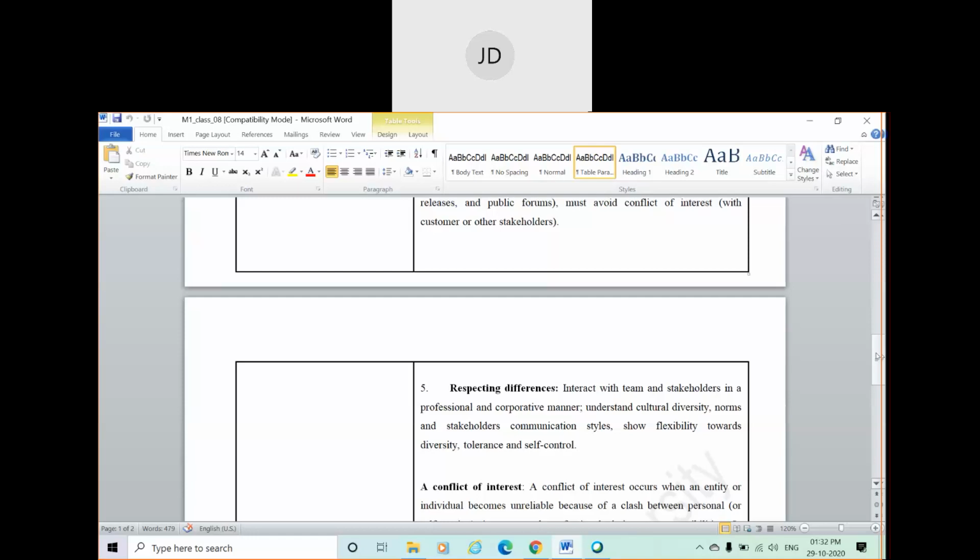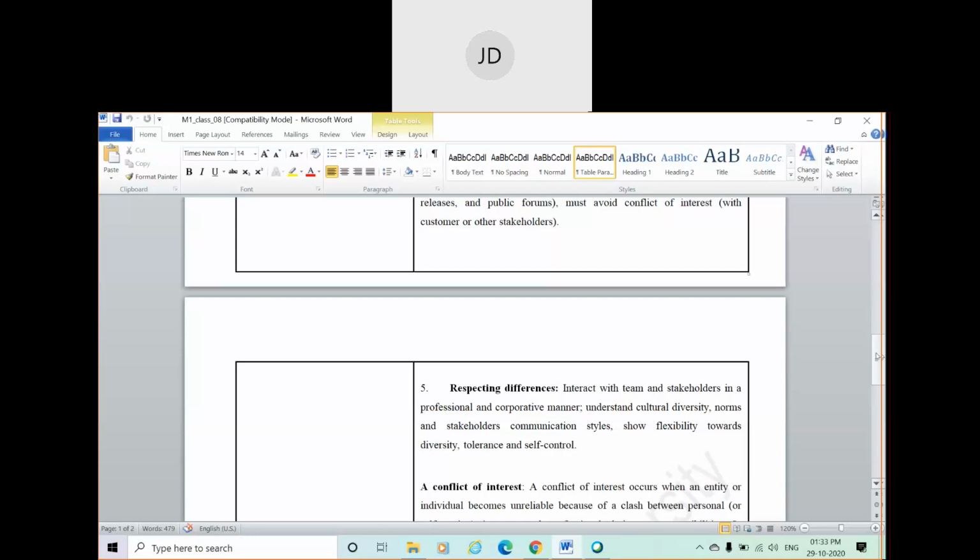You should understand cultural diversity. Since we are living in India, which has different cultural communities, you should respect other communities and other cultures. So respect cultural diversity, norms, and stakeholders' communication style. And show flexibility towards diversity, tolerance, and self control.